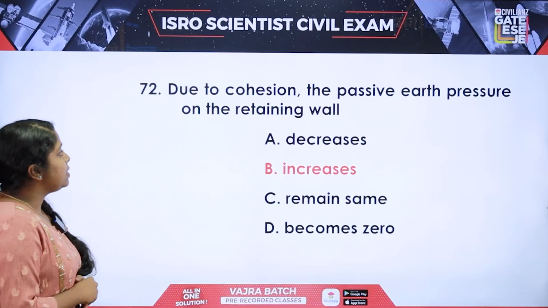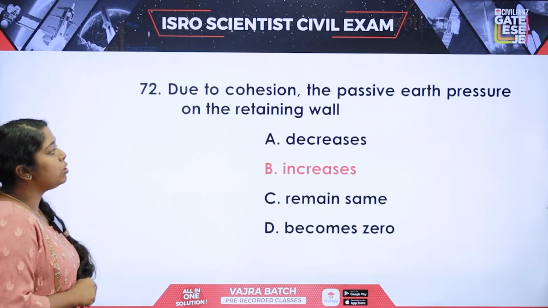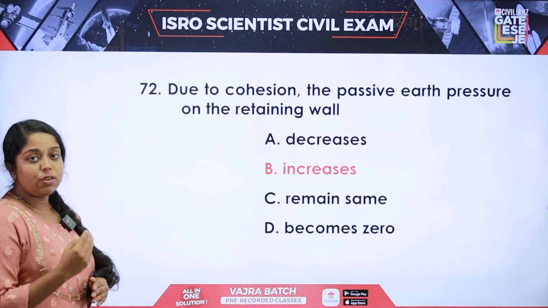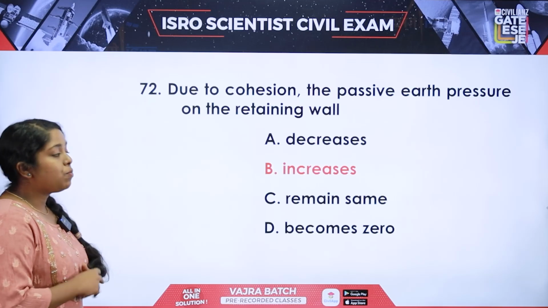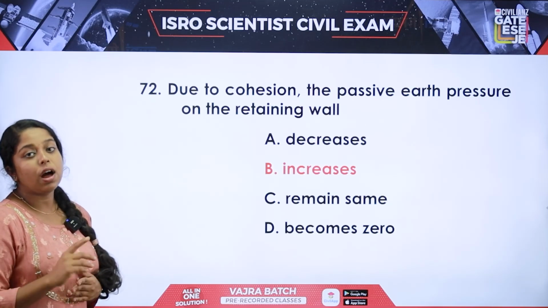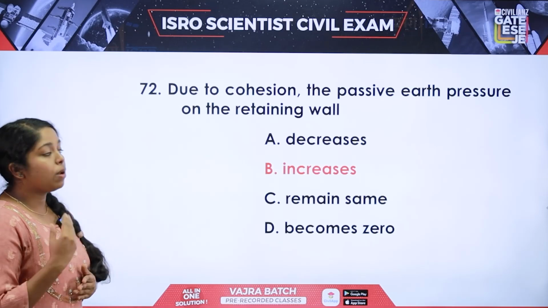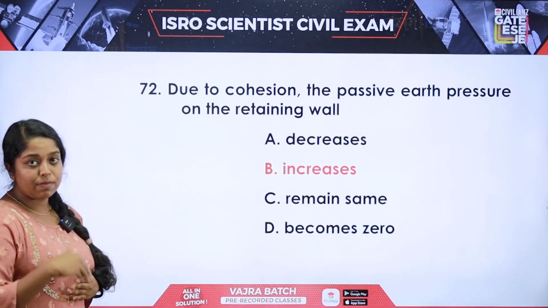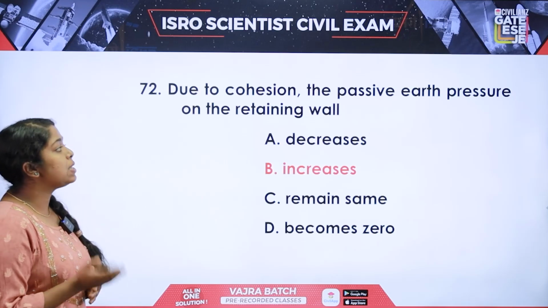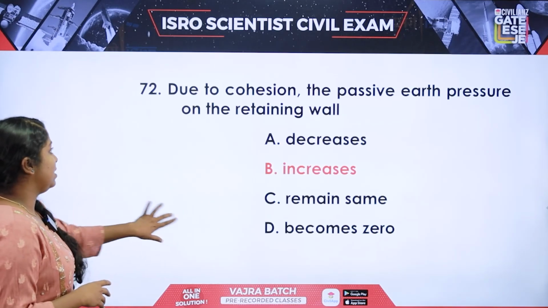Moving on to the 72nd question, due to cohesion, the passive earth pressure diagram on the retaining wall is. We know that the passive pressure increases, that is Pp is equal to Kp into sigma plus 2C root Kp. So, from that we are able to find out that as the value of C, that is cohesion, increases, the passive pressure also increases. So, option B is the right answer.